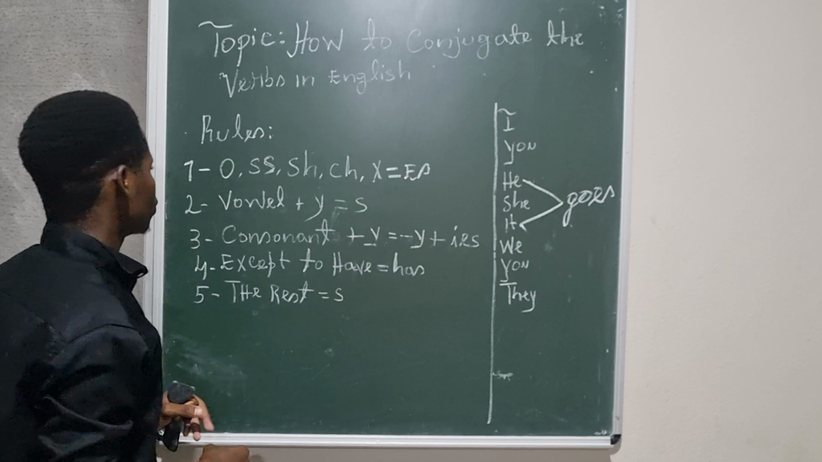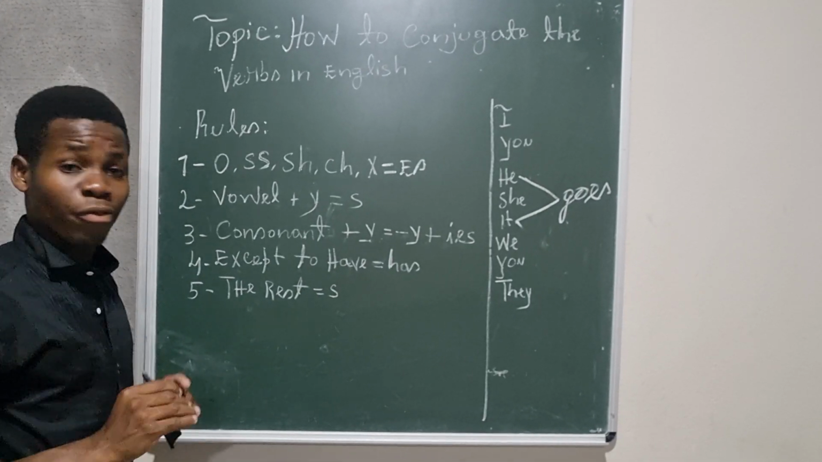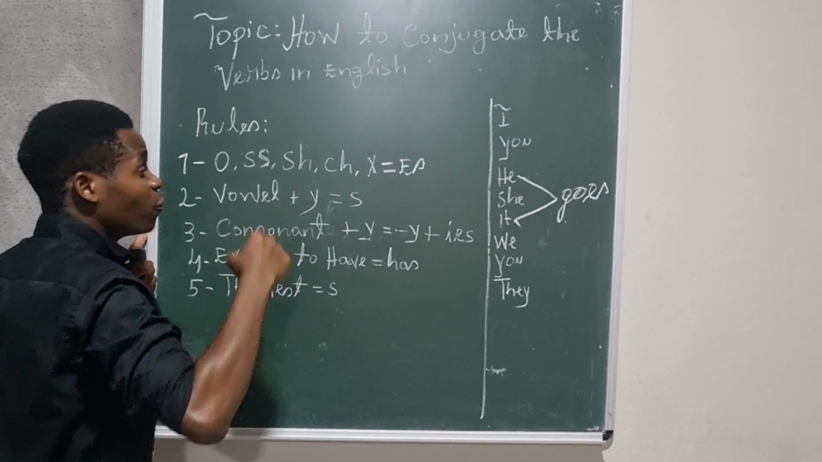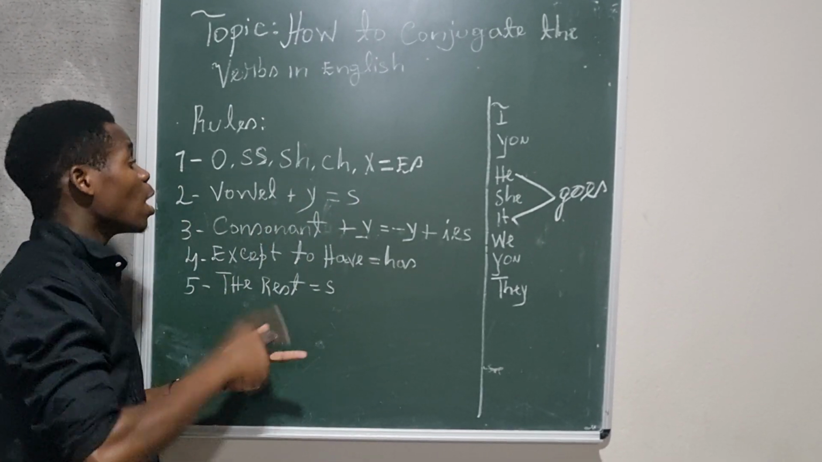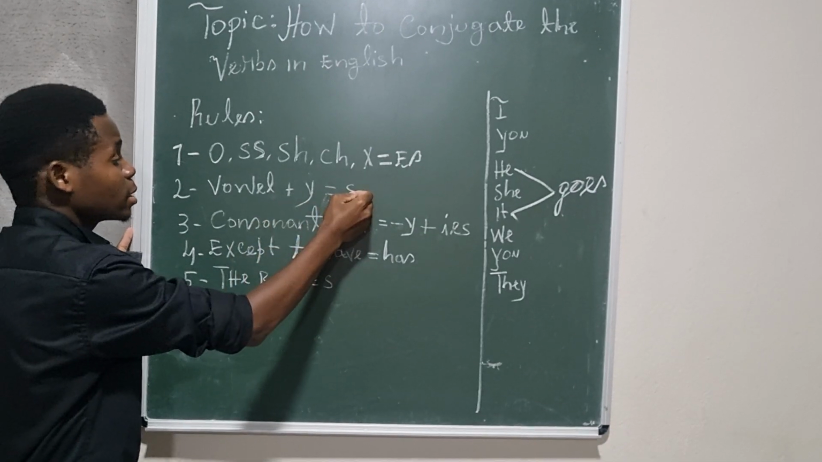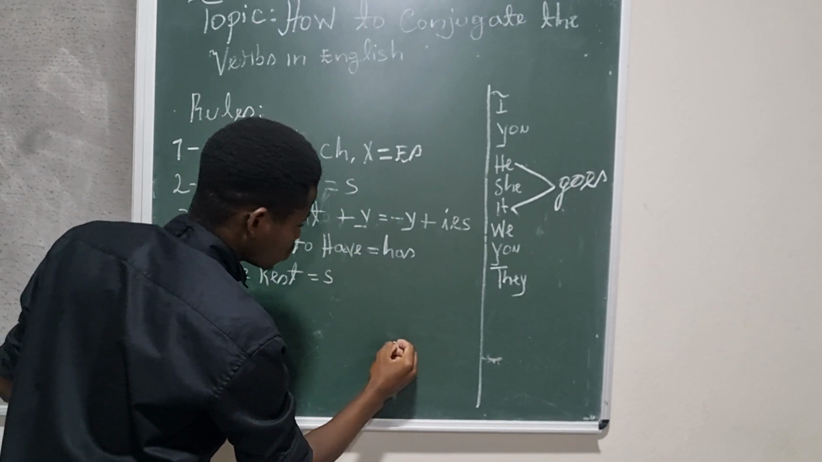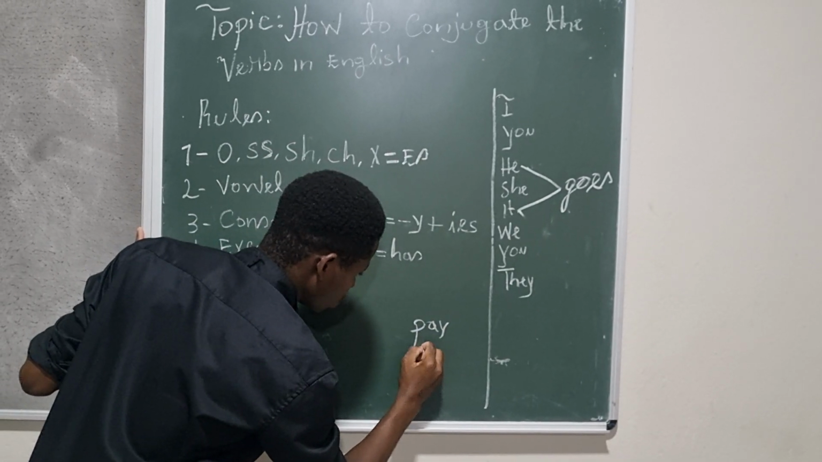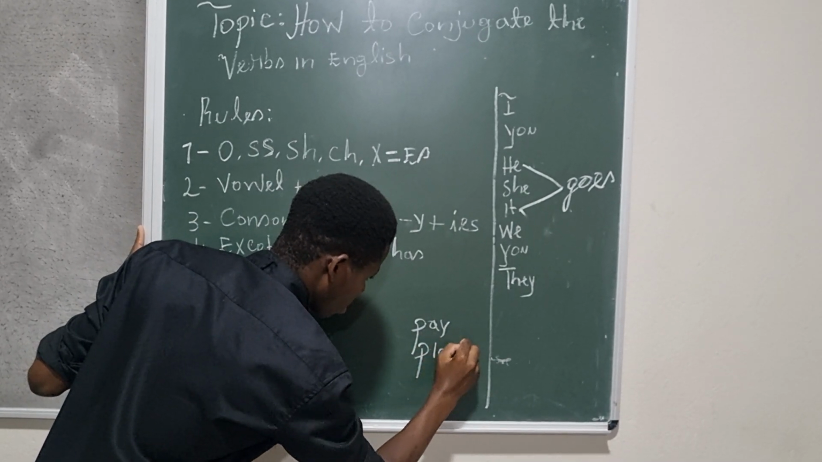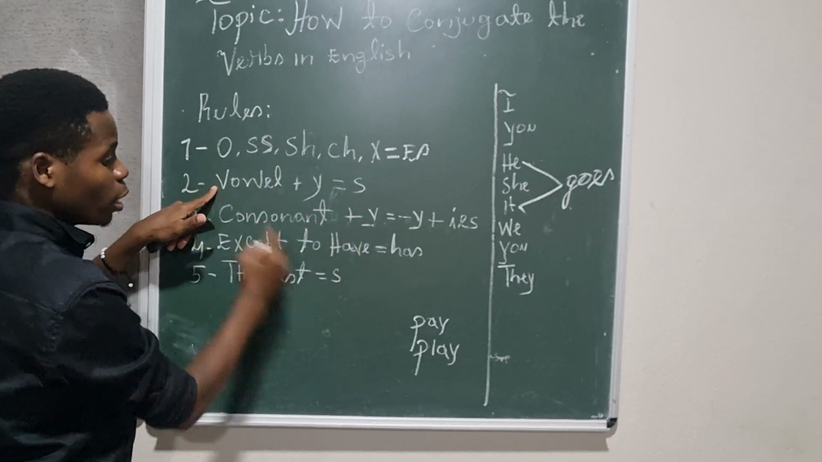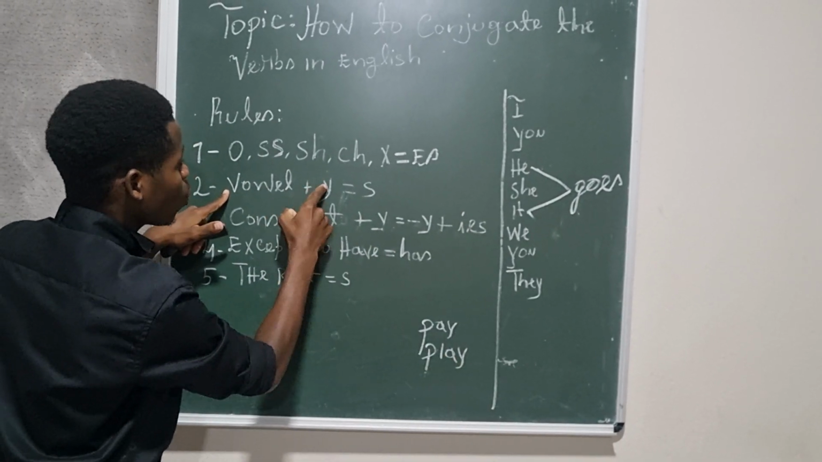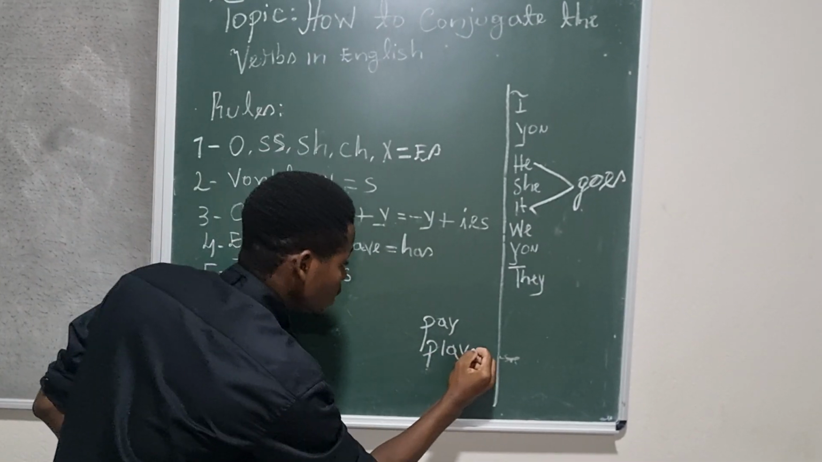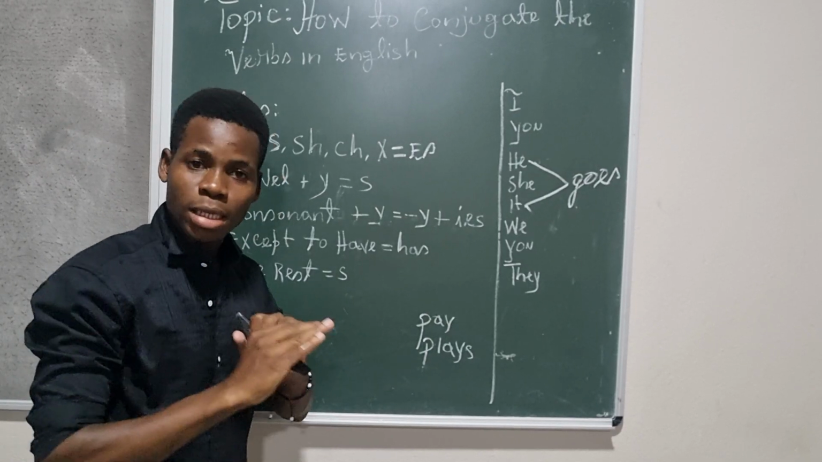Let's go to rule number 2. Rule number 2 says that all the verbs that end with y, but before y there is a vowel, we just add s. For example, we have the verb to pay. We have to pay, we have to play. Here we have a vowel, then we have y. It means that to conjugate, we will just put s.